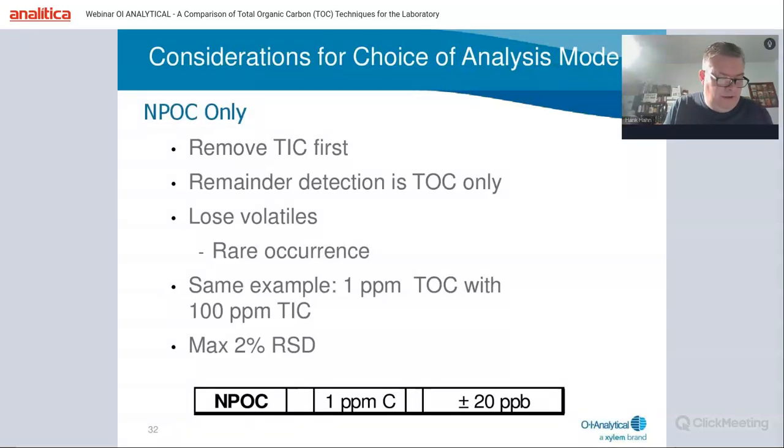NPOC mode would be to remove the TIC first. The remainder detected is TOC only. Loss of volatiles is a rare occurrence. Same example of 1 ppm TOC with 100 ppm TIC with a max 2% RSD. And again, this is the mode typically run by most in the combustion technique.